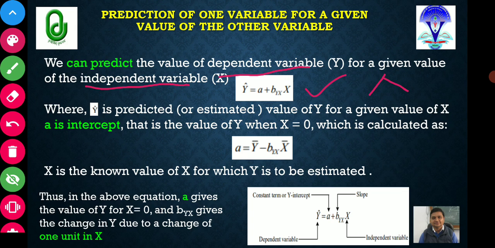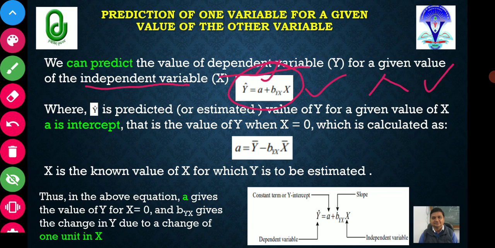The equation is y hat, this cap symbol, or you can say hat. So y hat is equal to a plus byx into x. If you see this equation carefully, it is similar to the straight line equation, where we have read that y is equal to mx plus c. Here, similarly, y is equal to bx plus a, where a is the intercept.